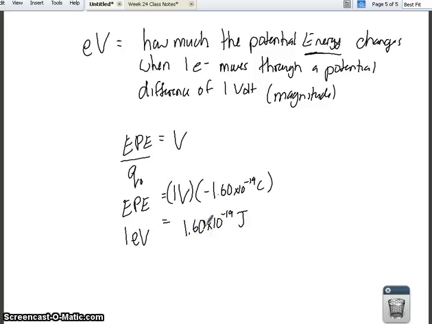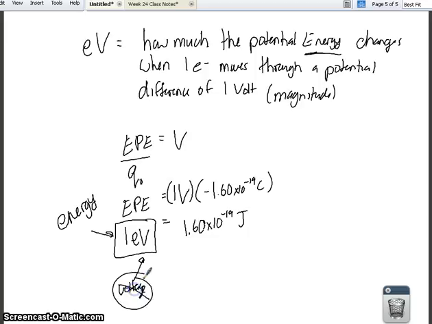And so we're going to be seeing this term a lot more. So an electron volt really is a unit of energy. It is not a voltage, despite the fact that it has volt in this term right there.